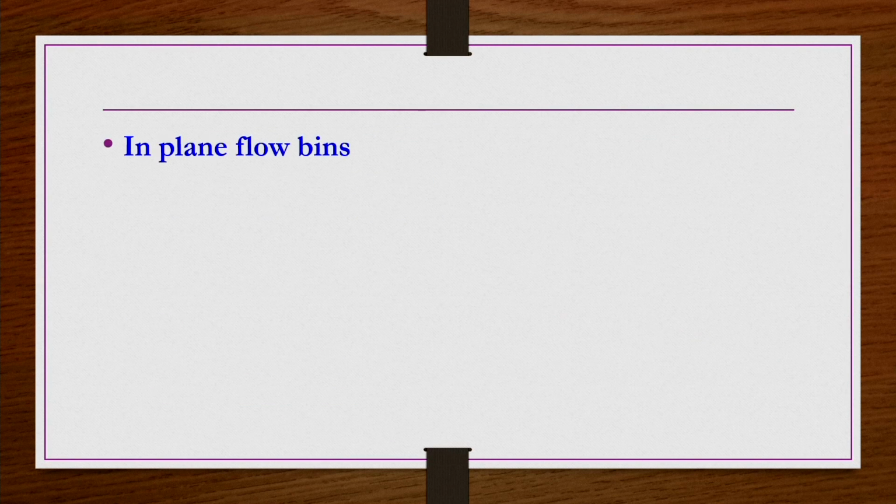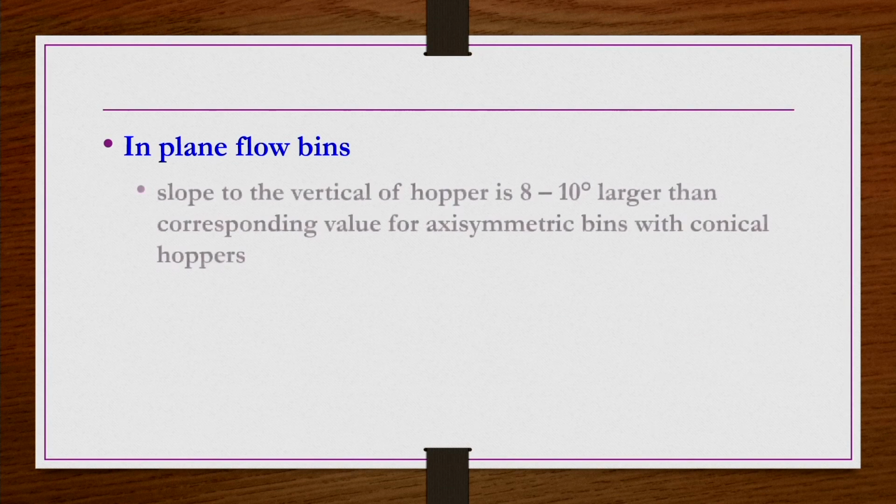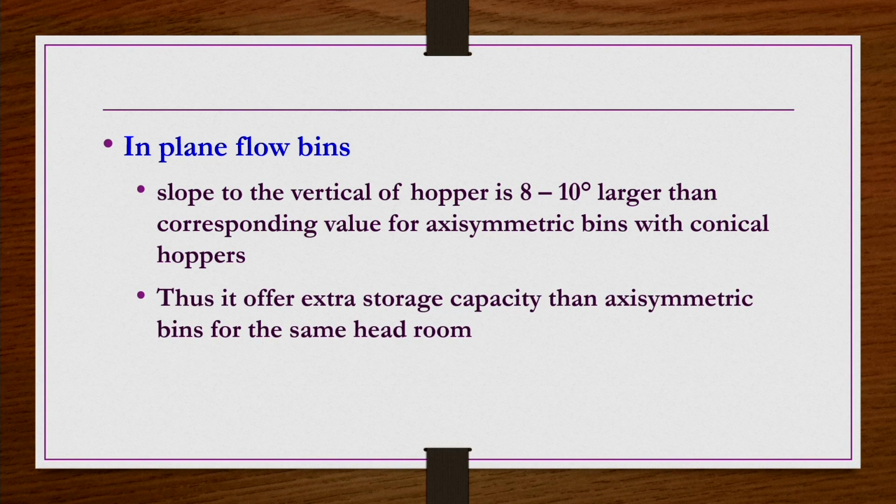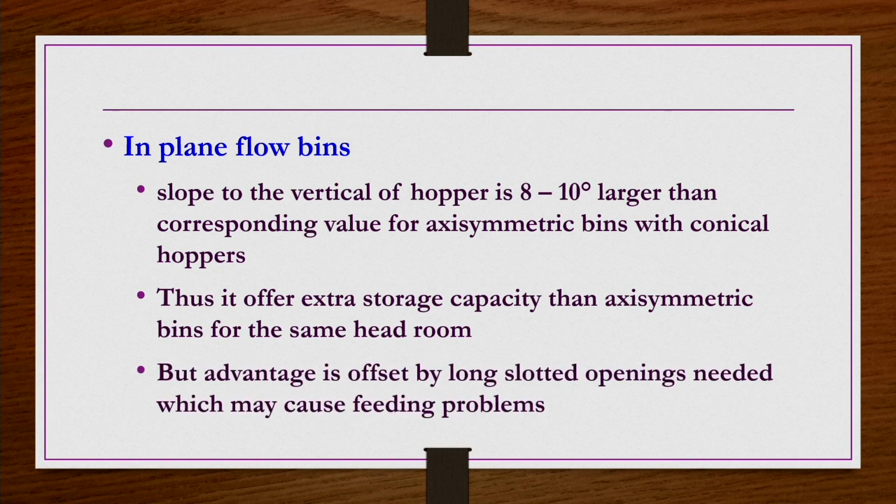So, this we have already seen, but we are seeing it once again. As I mentioned, in plane flow beams, the slope to the vertical of the hopper is 8 to 10 degrees larger than the corresponding value for axisymmetric beams with conical hoppers. So, it offers extra storage capacity than axisymmetric beams for the same headroom, but this advantage is offset by the long slotted openings needed, which may cause feeding problems in plane symmetric flow beams.